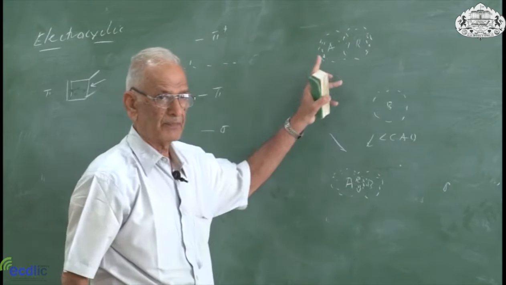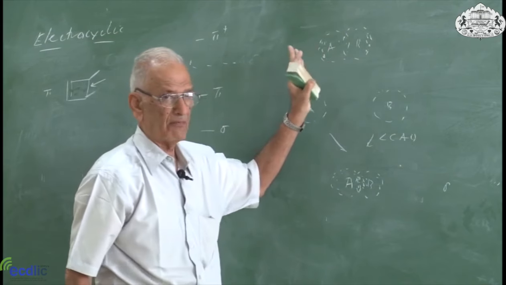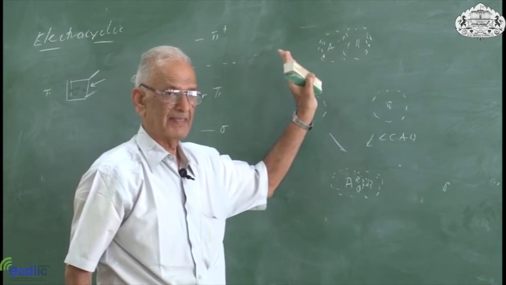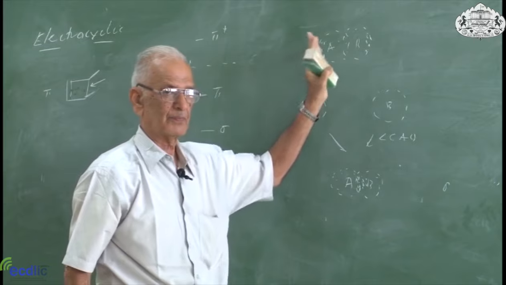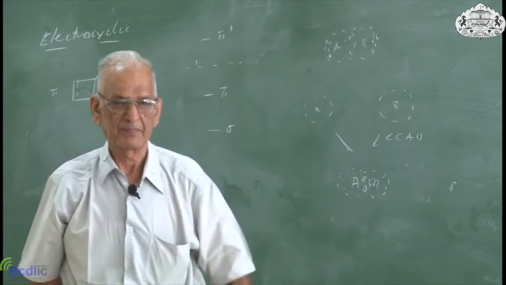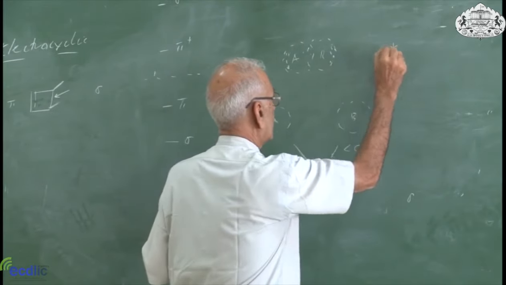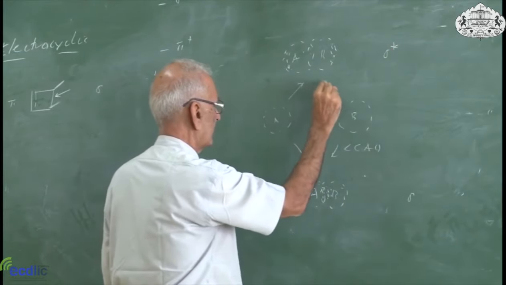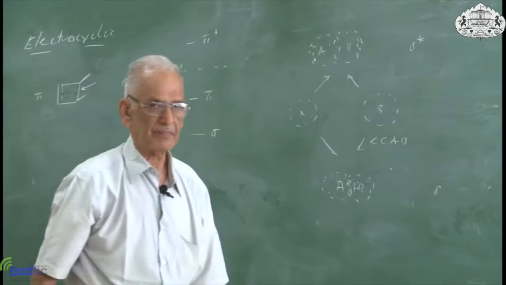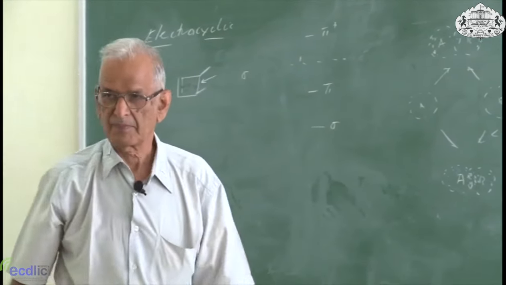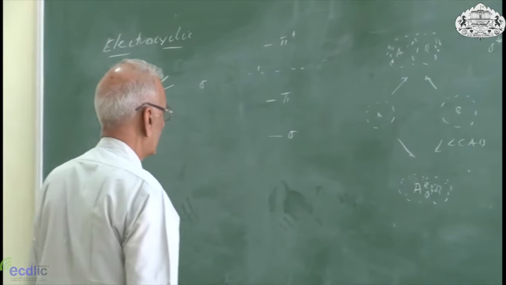What are we showing? More probability of finding the electron is either here or there. This is your sigma star orbital. Okay.